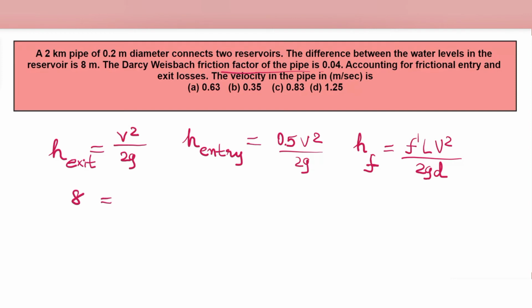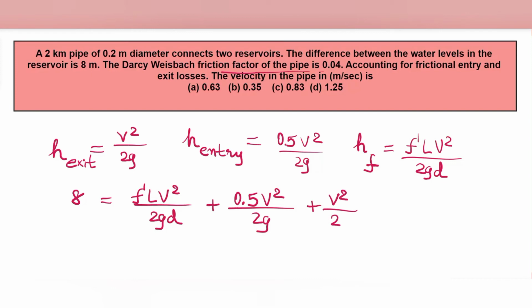So we took it as f dash. Now HF, as I told you, it will be 8. HF equals f dash L V square upon 2gD. f dash is 0.04 plus, here we'll consider the exit loss and the entry loss, which will be 0.5 V square by 2g plus V square by 2g. Now let's just place all of the values.